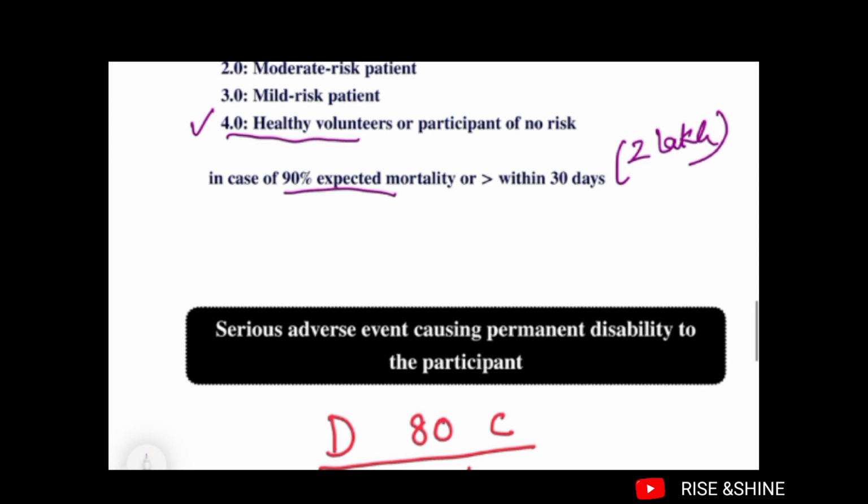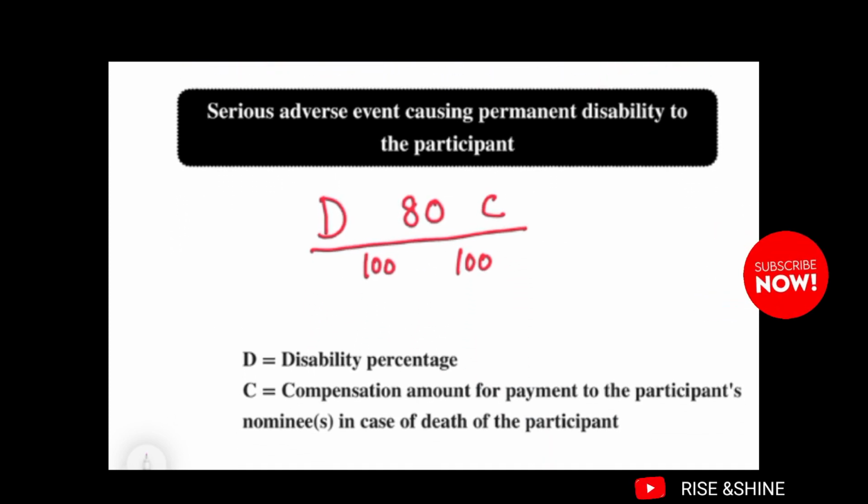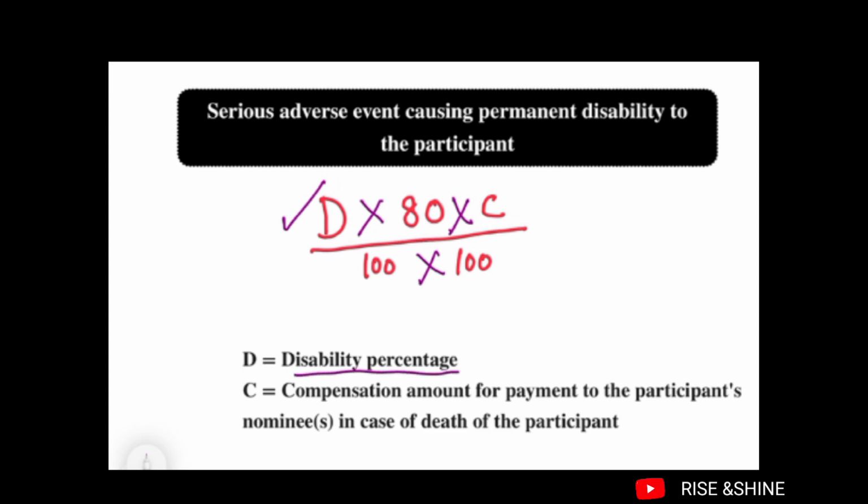Now when it comes to clinical trial related injuries, right, where there is not a death but a serious adverse event that may be causing permanent disability has happened, what is the formula? D into 80 into C, divided by 100 into 100. What is D here? It is the disability percentage. Is it 100%, 80%, 70%? To what percent is that person disabled? And C is the compensation amount payable to the patient's nominee in case of the death of the participant. So this is how the compensation is calculated for a serious adverse event, which is called permanent disability.